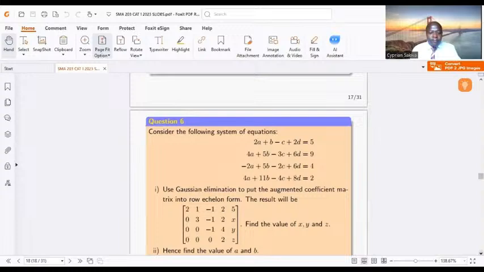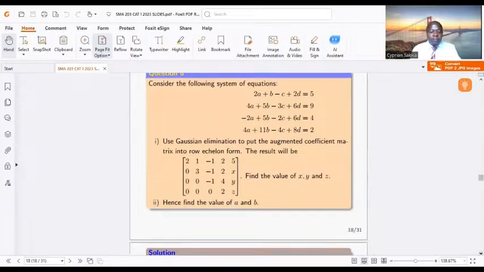Question 6. Here we are given a system of linear equations, and we are told that when you apply Gaussian elimination, the result would be as shown here. So the question is, what is the value of x, y, and z? What this question is asking us is to write the augmented matrix for this system and then reduce to echelon form, then compare your result with this and extract x, y and z from your results.